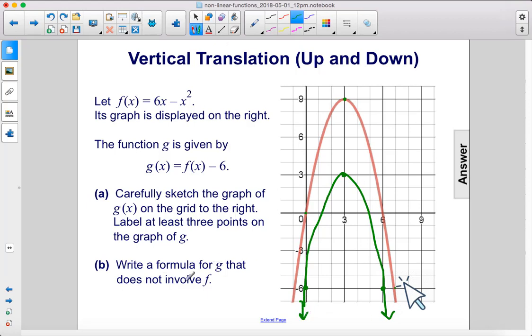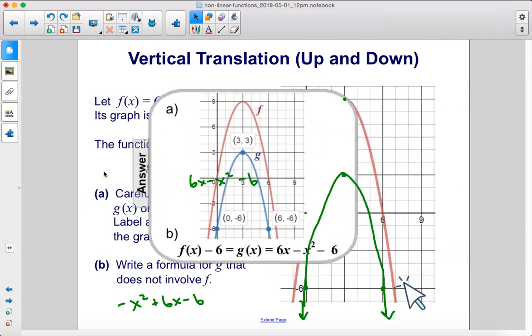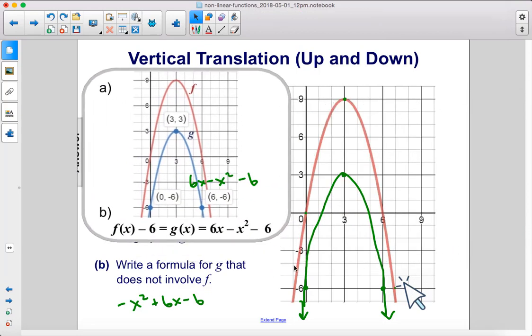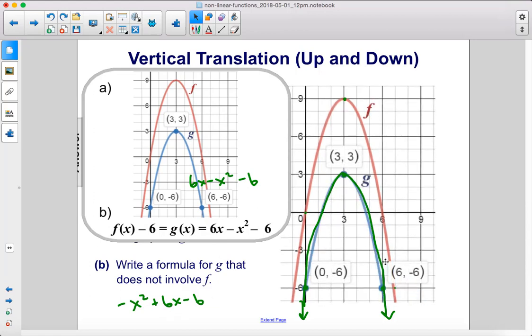Write a formula for g that does not involve f. Alright, so we have f of x minus 6. So instead of f of x, we can write 6x minus x squared minus 6. And that becomes negative x squared plus 6x minus 6. So we have 6x minus x squared minus 6. And you can see that our graph looks a lot like what it's supposed to.